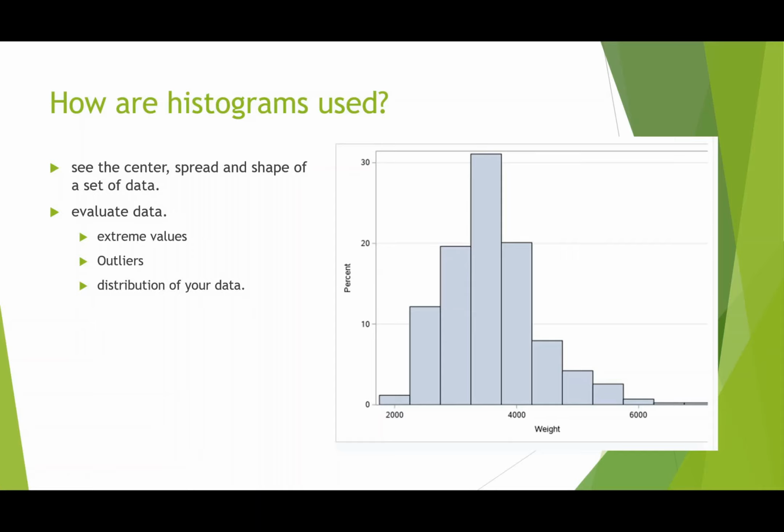A histogram can be used to see the center, the spread, and the shape of your dataset. We can also use it to evaluate your dataset. For example, we can check the dataset's extreme values, the outliers, or the distribution of your data. As you can see from this plot, the center of the dataset is near 4,000, the shape of the distribution is kind of normally distributed, and the outliers are in this 7,000 area.